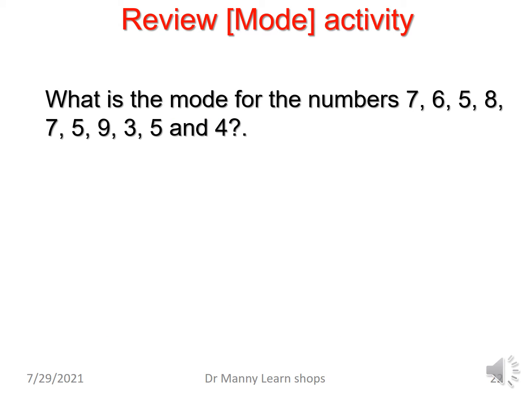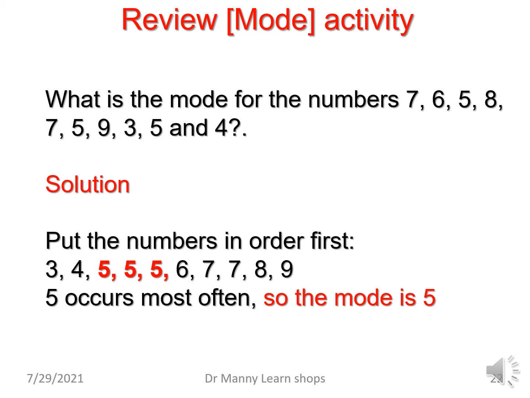So let's review mode. What is the mode for the numbers indicated here? 7, 6, 5, 8, 7, 5, 9, 3, 5, 4. The solution is to put the numbers in order first. And which one occurs the most often? That's what we said. It's the most popular. The most popular choice. So 5 occurs most often, so the mode is 5.